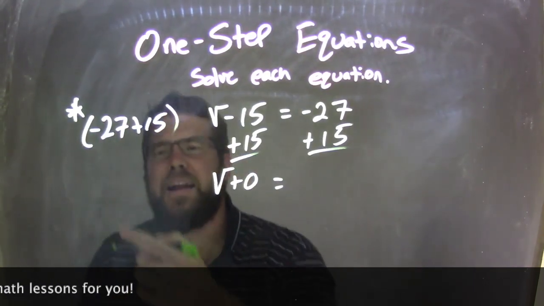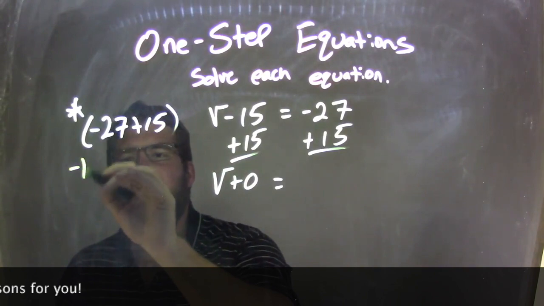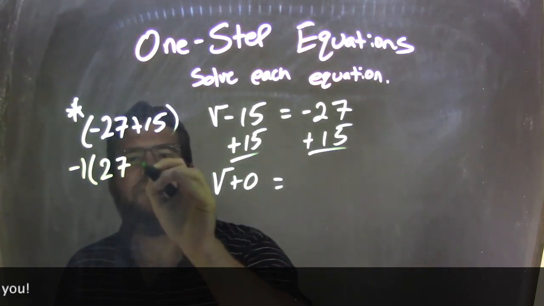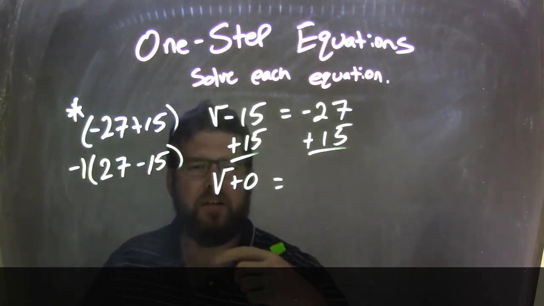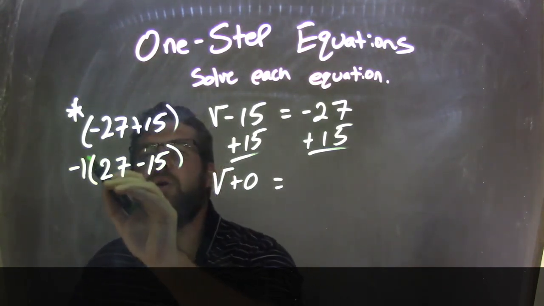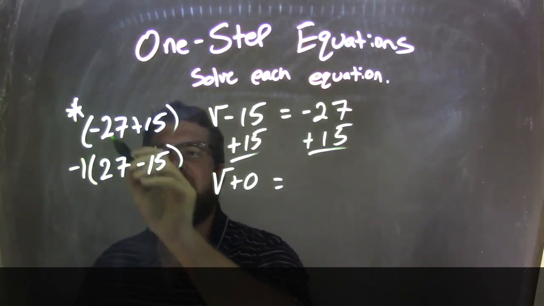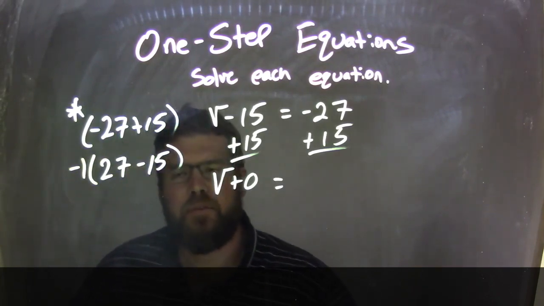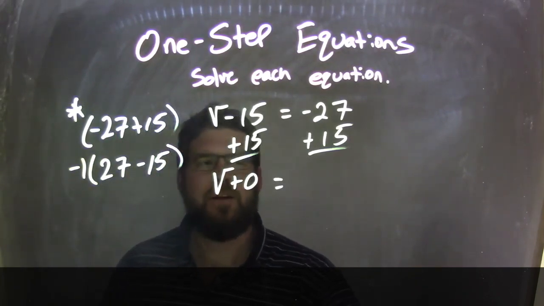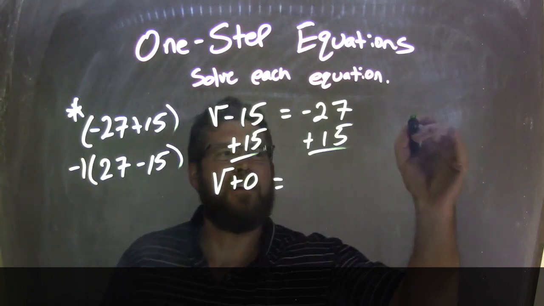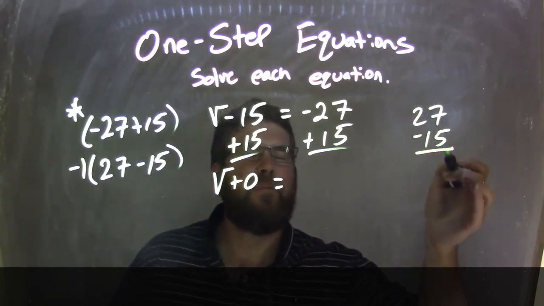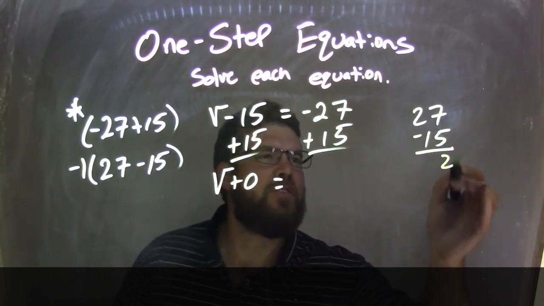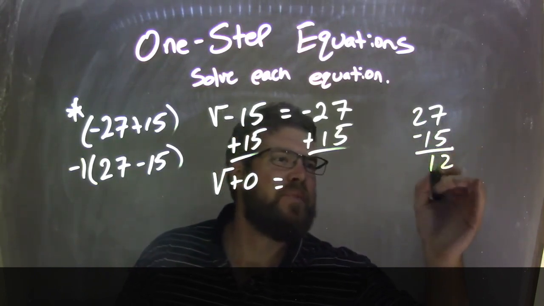Well, if I pull out a negative 1 from this, I'm left with a positive 27 minus 15, all times negative 1. And if you watch our other videos on the distributive property, I know I can distribute that negative 1 back in, and I will get negative 27 plus 15. But what this allows me to do is to think about, over here, what's 27 minus 15? Well, 7 minus 5 is 2. 2 minus 1 is 1, and we have 12.